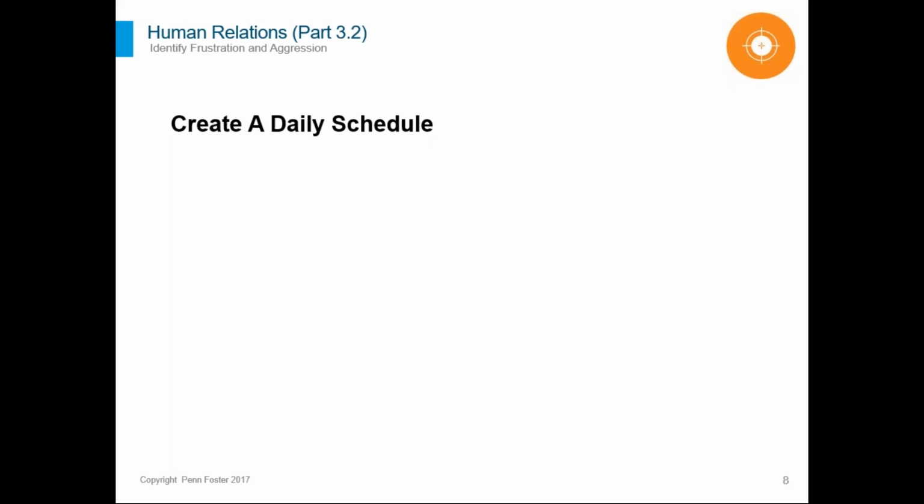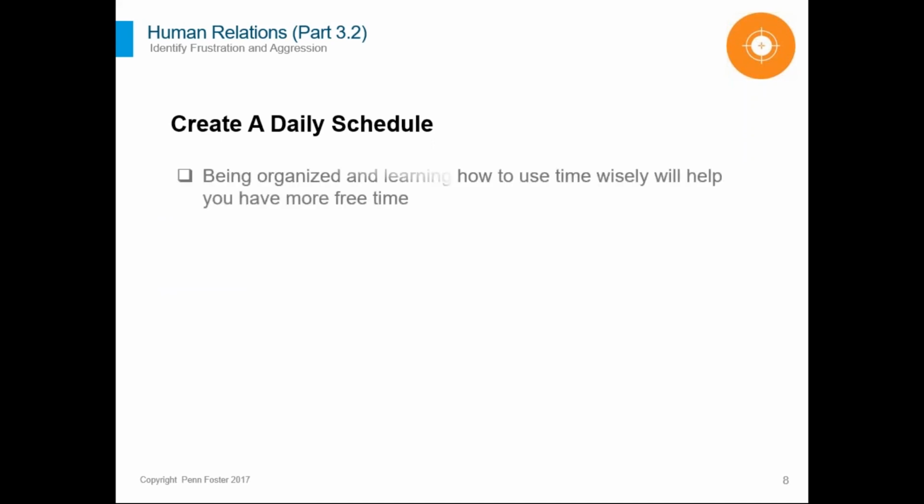Now, some of the things that'll help you in day-to-day life is if you can create a daily schedule, be organized, and learn to use your time wisely, it'll help you have more free time. If you can do 2 or 3 things in the same hour, don't give them each an hour to do. Well, I can go to the grocery store, come back home, unload the groceries. Then I had to go to the laundromat, come back home, unload the laundry.